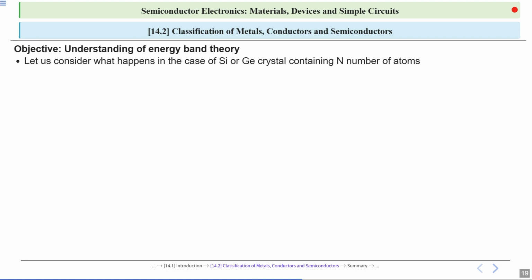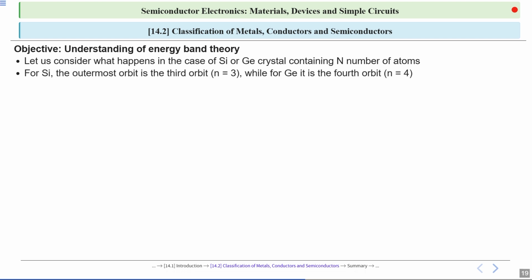Let us consider what happens in the case of silicon and germanium crystal containing n number of atoms. Silicon has its outermost electrons in the third energy level, n equal to 3, while germanium has its outermost electrons in the fourth energy level, n equal to 4. This means silicon is in period 3 of the periodic table and germanium is in period 4.